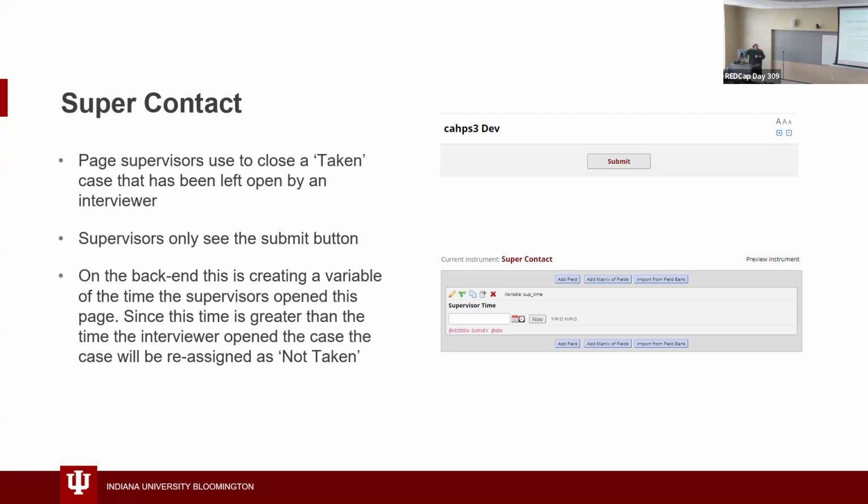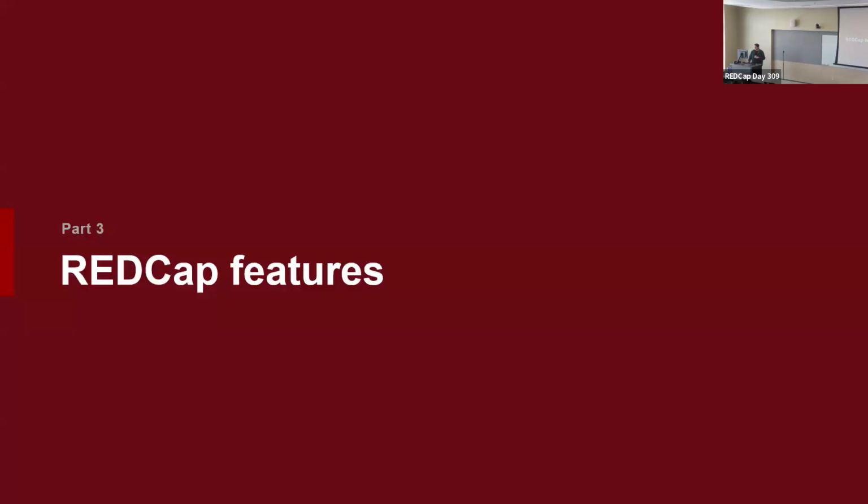And so the top image where it just says submit is all they're seeing. They just open this link, hit submit. But on the back end, what it is doing is assigning them what I'm calling supervisor time. And since the supervisor time is going to be greater than the time the interviewer took the case, it will override it. Okay, so that was just a very broad overview.